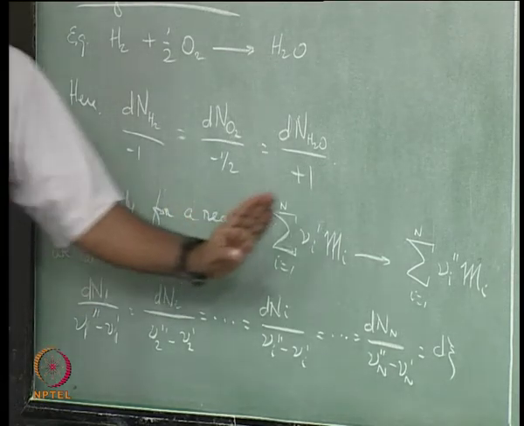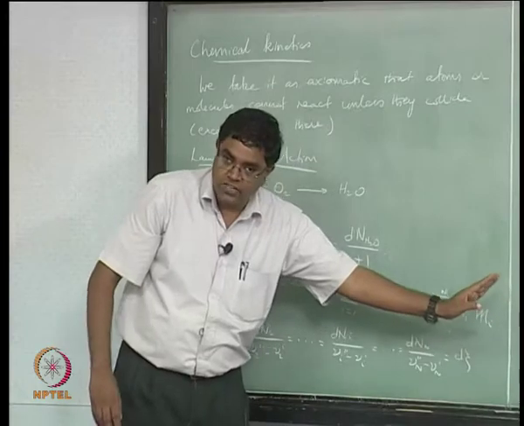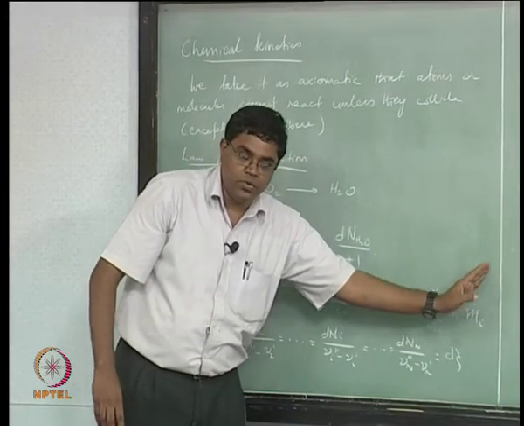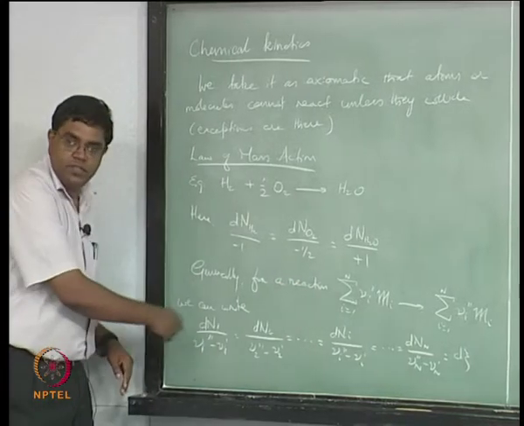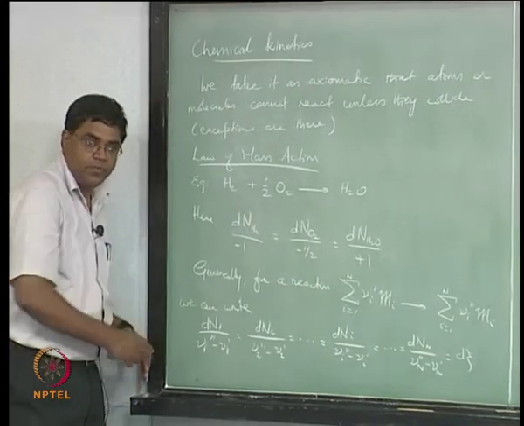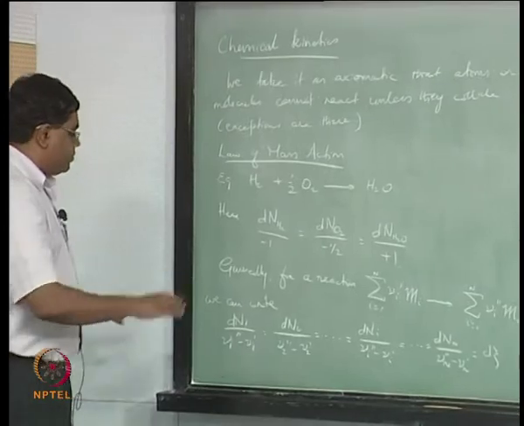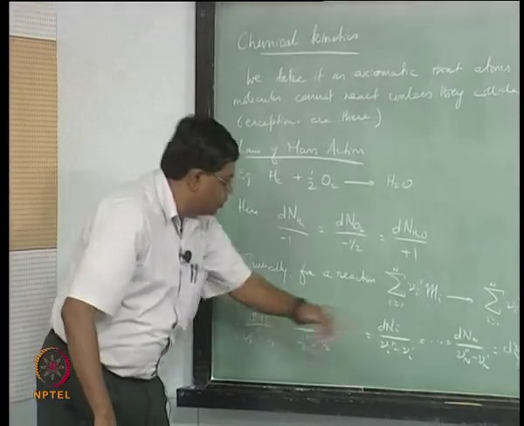You could have an excess reactant that goes to the product side, which will be of a lesser value in terms of stoichiometric coefficient than on the right hand side. Then you get a negative value here as well. So all that stuff will be taken care of by this notation.